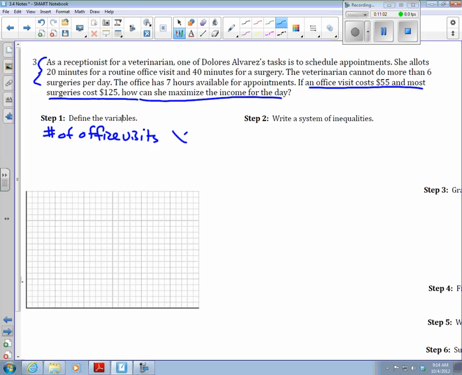We'll call that X. Number of surgeries, we'll call that Y. Now the first thing we've got to do is this. You're not going to have negative office visits or negative surgeries. So X is greater than or equal to 0, and we're also going to say Y is greater than or equal to 0. Okay, so it's going to be in the first quadrant.